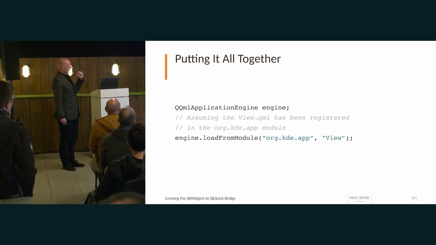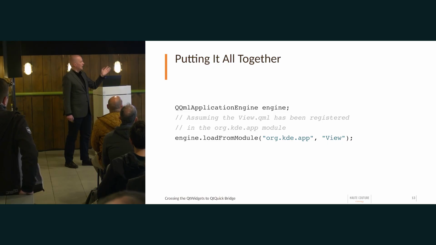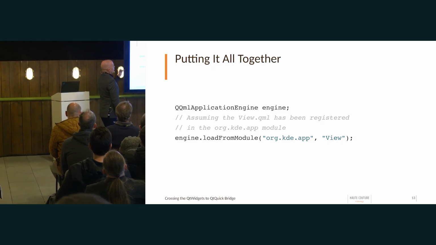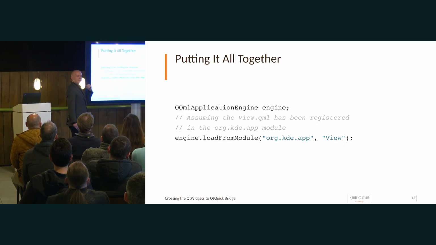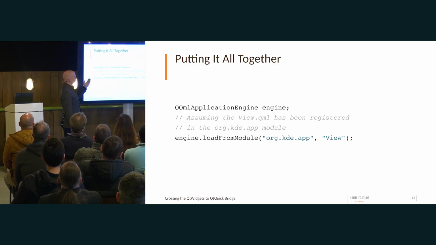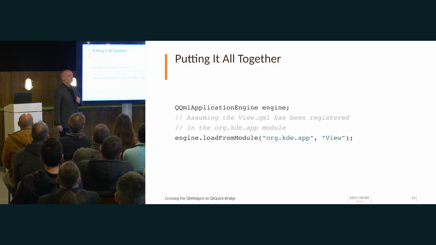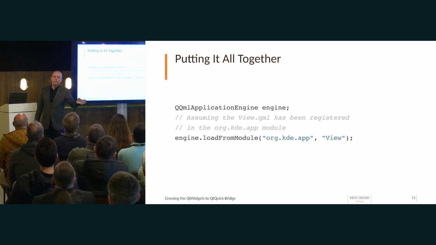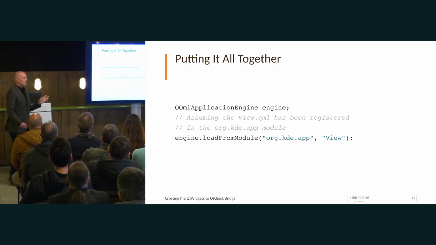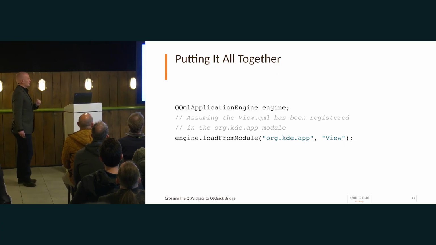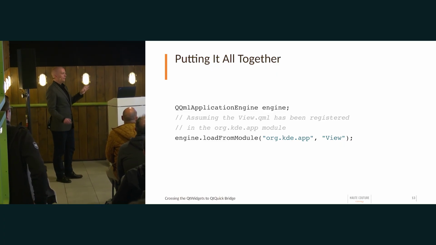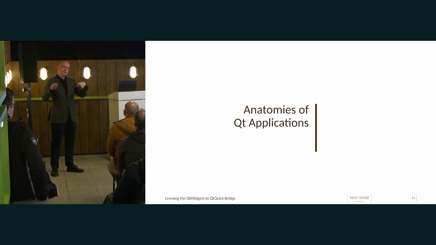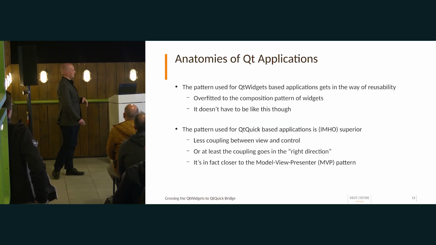To put it all together, basically you have a QQmlApplicationEngine. And if we assume that the view that we've seen on the slide just before, so the view QML, is registered as well in the module, then we can just do a load from the module name, the view, and then we're started, okay? So that's the code side of that. So with that, we've seen two different patterns, okay? There are some similarities, but there are structural differences there.